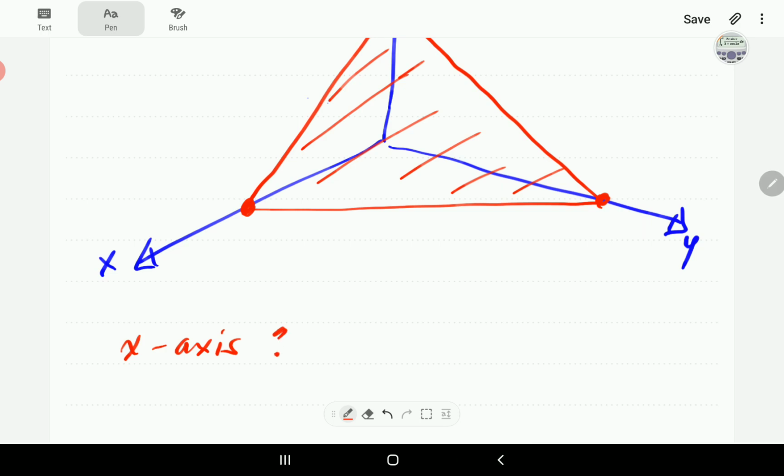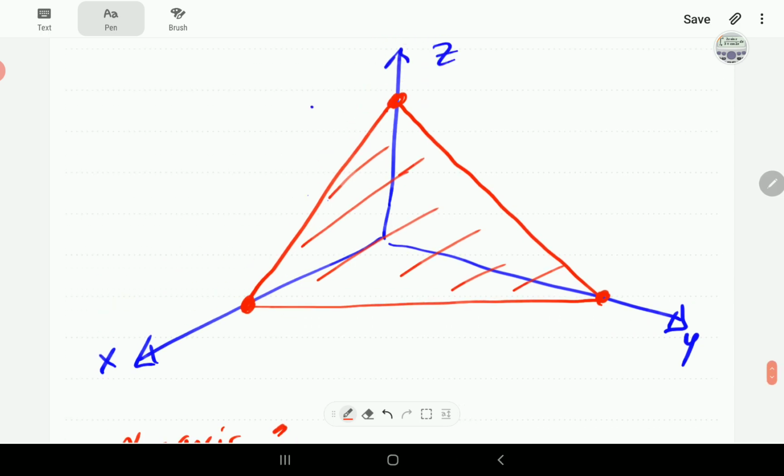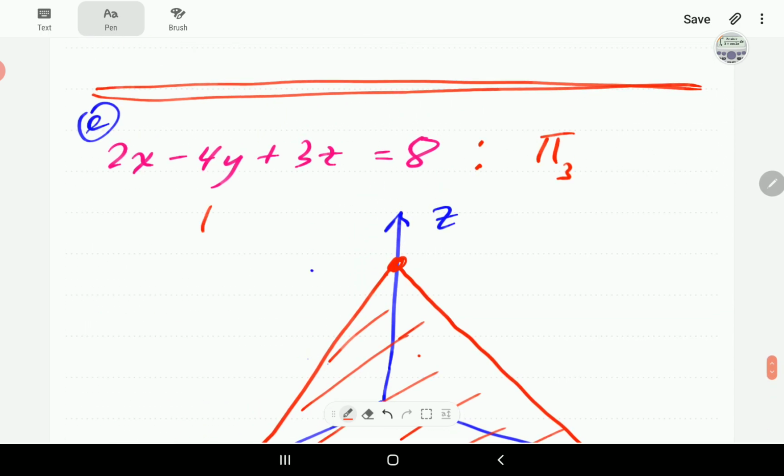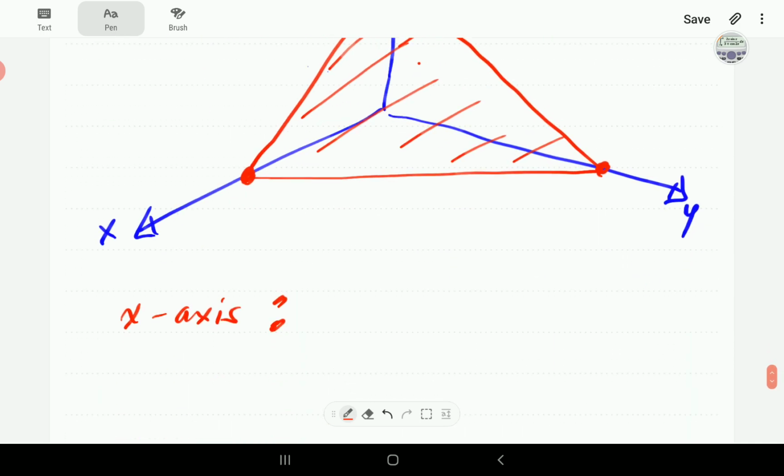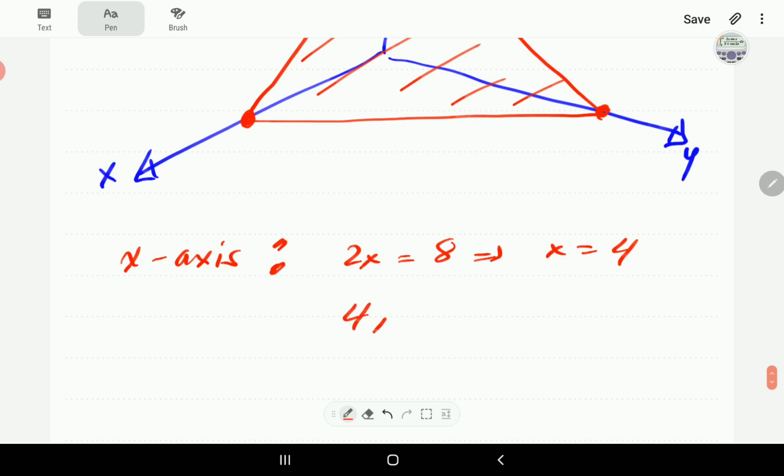So all we need to do is to go to the scalar equation, plug in 0 here, plug in 0 there, then we're going to get the x coordinate. So we can see that's going to be 2x is equal to 8. So x is 4. So the intercept of this plane with the x-axis is going to be 4, 0, 0.